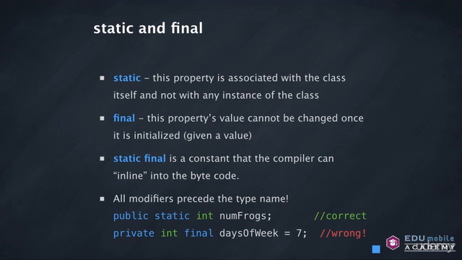Private int final daysOfWeek equals 7. Well, final says that this is a constant, and daysOfWeek is certainly a constant, but notice that final comes after the type int. This is wrong. It must be private final int daysOfWeek equals 7. So let's look at some examples.